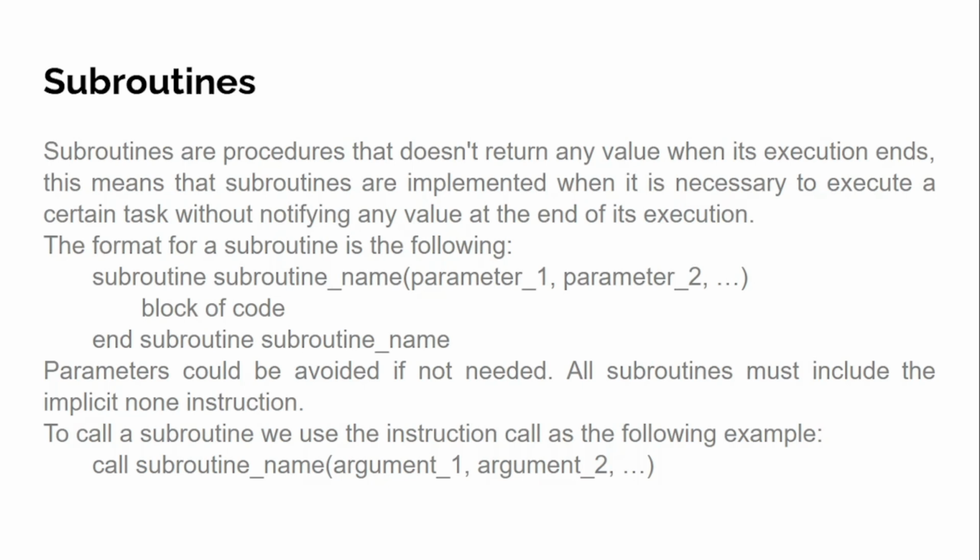The format for a subroutine is the following: subroutine name, parameter 1, parameter 2, block of code. End subroutine name. Parameters could be avoided if not needed. All subroutines must include the implicit none instruction. To call a subroutine, we use the instruction call as in the following example: call subroutine name, argument 1, argument 2.